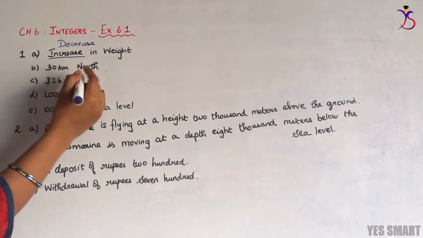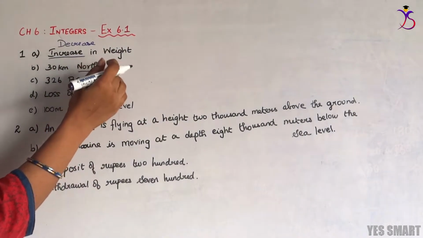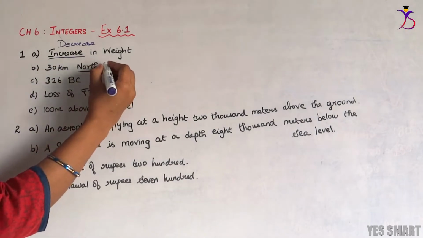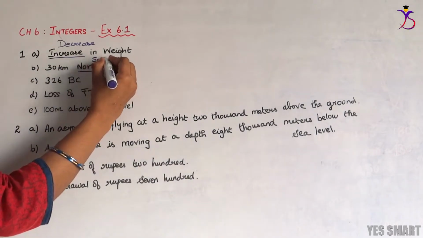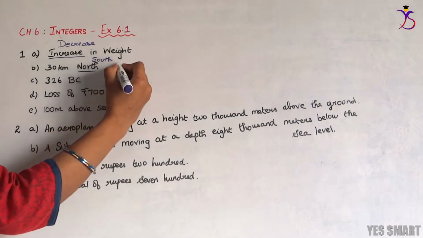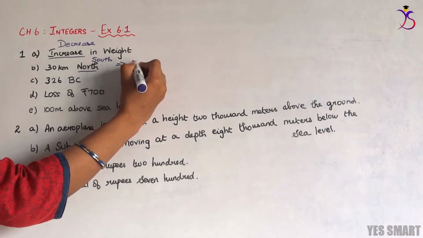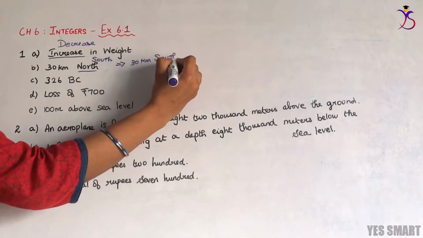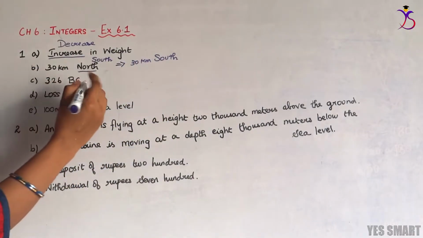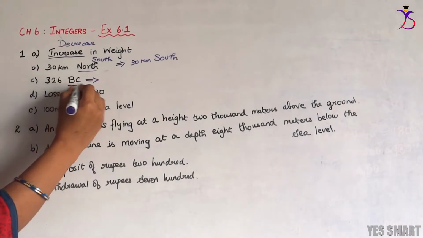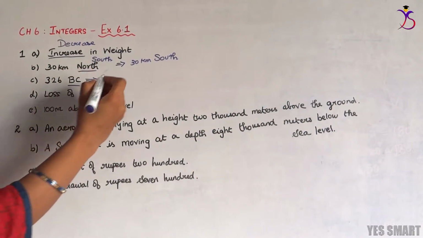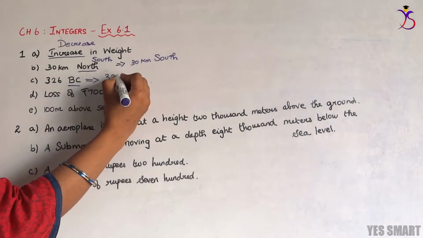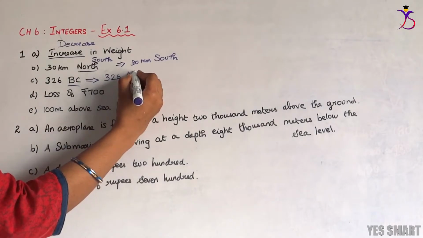B sum, 30 km north. I am highlighting north here. The opposite of north is south. Therefore the answer is 30 km south. Moving on to C sum, 326 BC. The opposite of BC is AD, hence 326 AD.